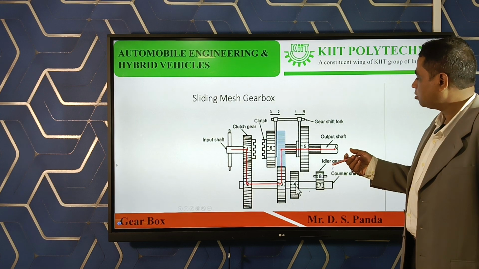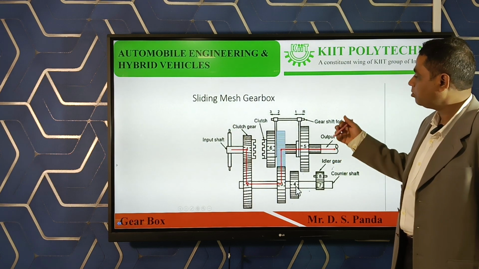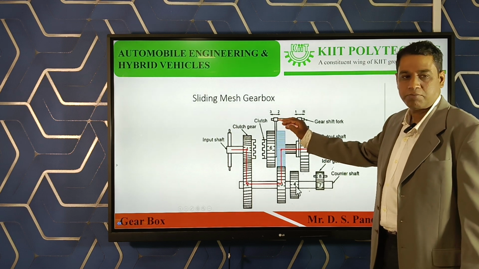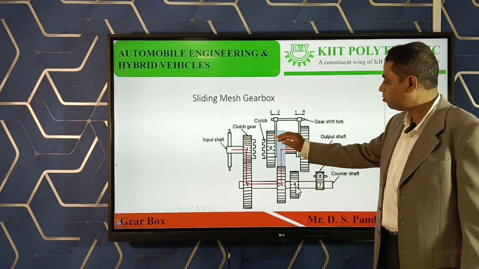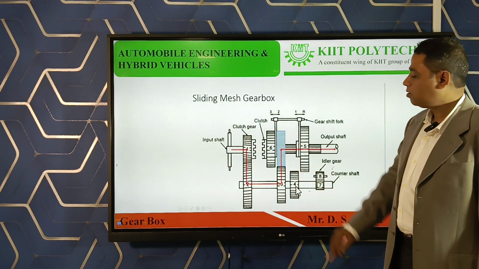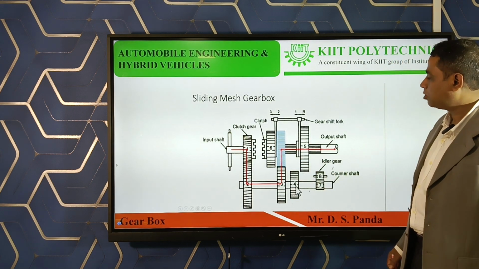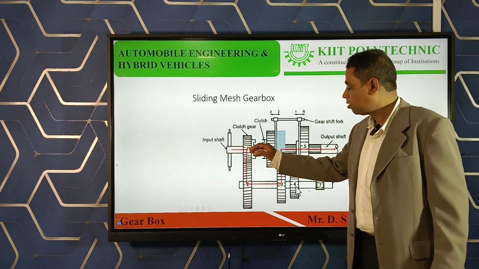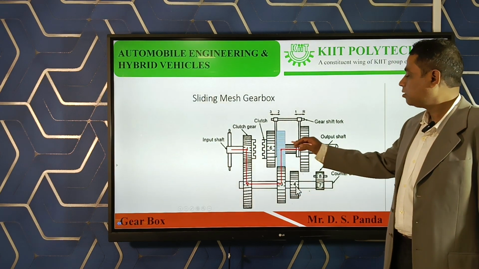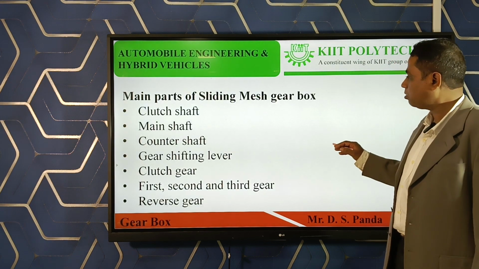If we use, suppose, third gear, what do we have to do? We have to shift the lever by using the gear shifting lever. We have to engage third gear with the counter shaft gear so that power will come from the main shaft to counter shaft, again to the output shaft.